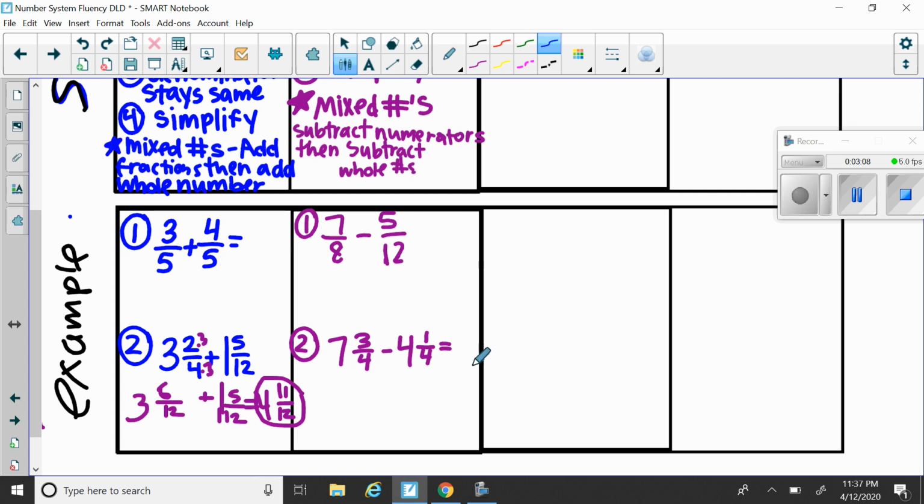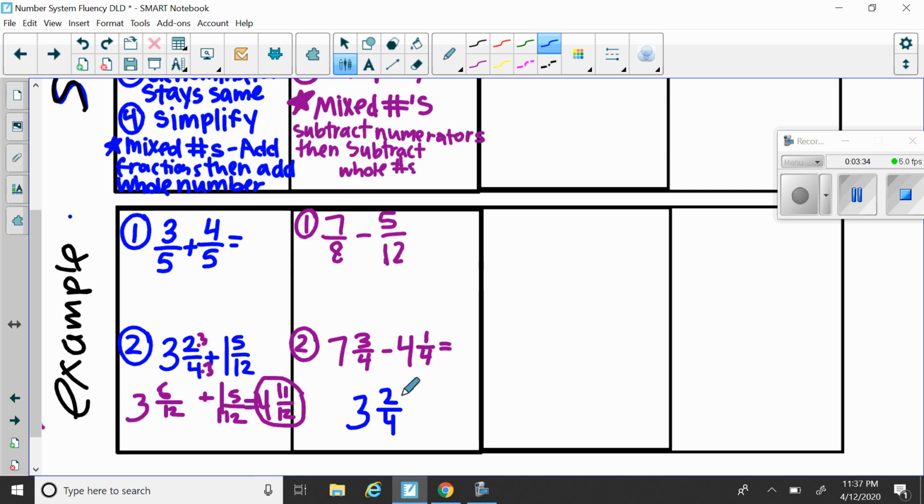Let's look at a subtracting example. So here we have 4 3/4 minus 1 1/4. Luckily we have common denominators, so we don't have to worry about that. Let's do our numerators first. 3 minus 1 is 2. So we have 2/4. And then 7 minus 4 is 3. So we have 3 2/4.